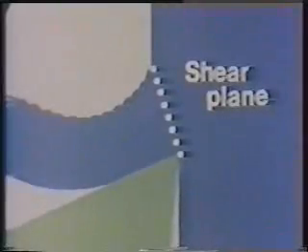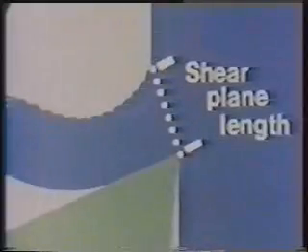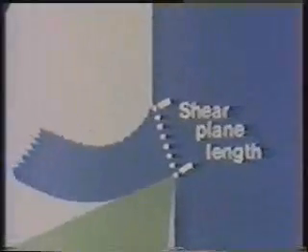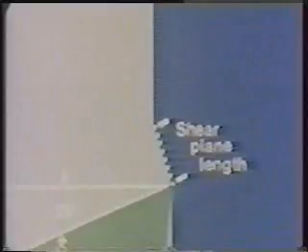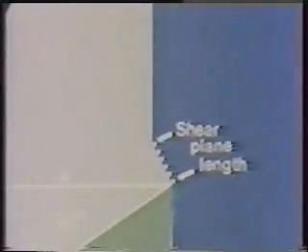As with most cutting tools, the material is sheared along a plane at 90 degrees to the face of the tool, the shear plane. The length of this plane, that's this distance, is determined by the rake angle of the tool. Here, the rake angle is 20 degrees. The larger the rake angle, the shorter the plane. The smaller the rake angle, the longer the plane.